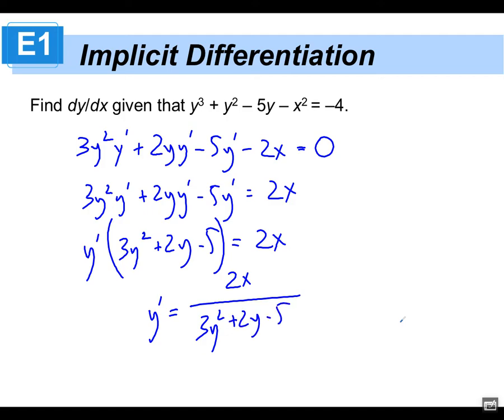All done. Okay, so now we have a value for the derivative, which is a little weird because we haven't had derivatives before that have y's in them. We'd always get a y prime equals and a bunch of x's, but that's fine, that works.